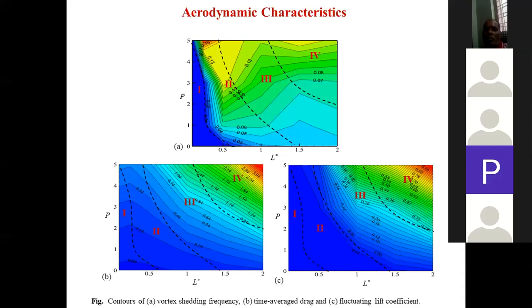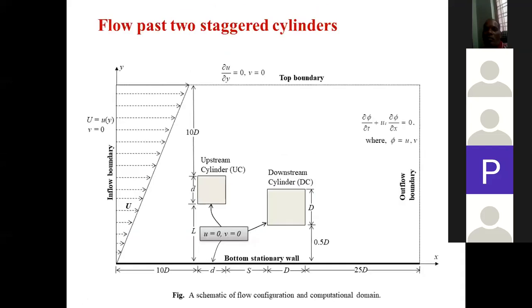Now, I will tell you one more example. Suppose this is my main obstacle, and you keep another obstacle in front of it. A lot of studies are going on this. Suppose we have to control the flow and forces around this downstream main cylinder. Then if we put another cylinder, we can control it passively.